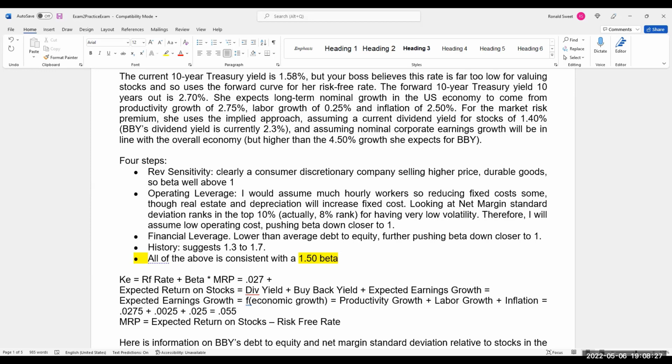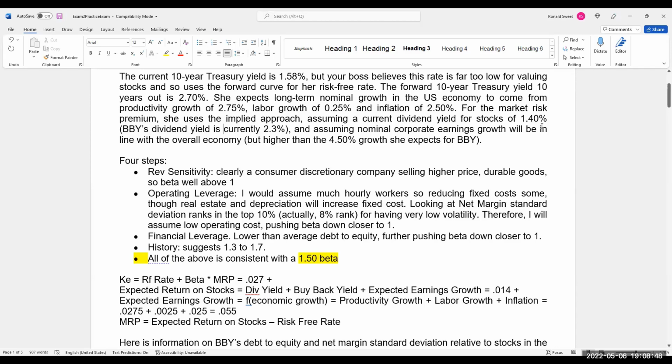For the market premiums, use the implied approach, assuming a dividend yield of 0.14. I'll see where I'm getting the numbers. Here are the three numbers for the economic growth, 0.14. Best Buy's dividend yield is 2.3, but you don't care about that. That has nothing to do with market risk premium.